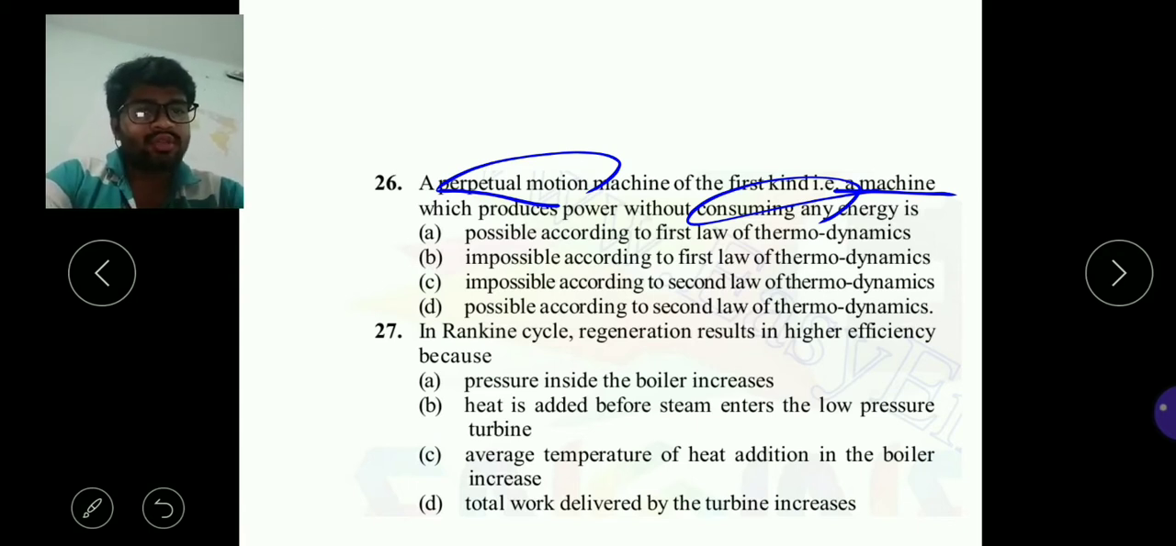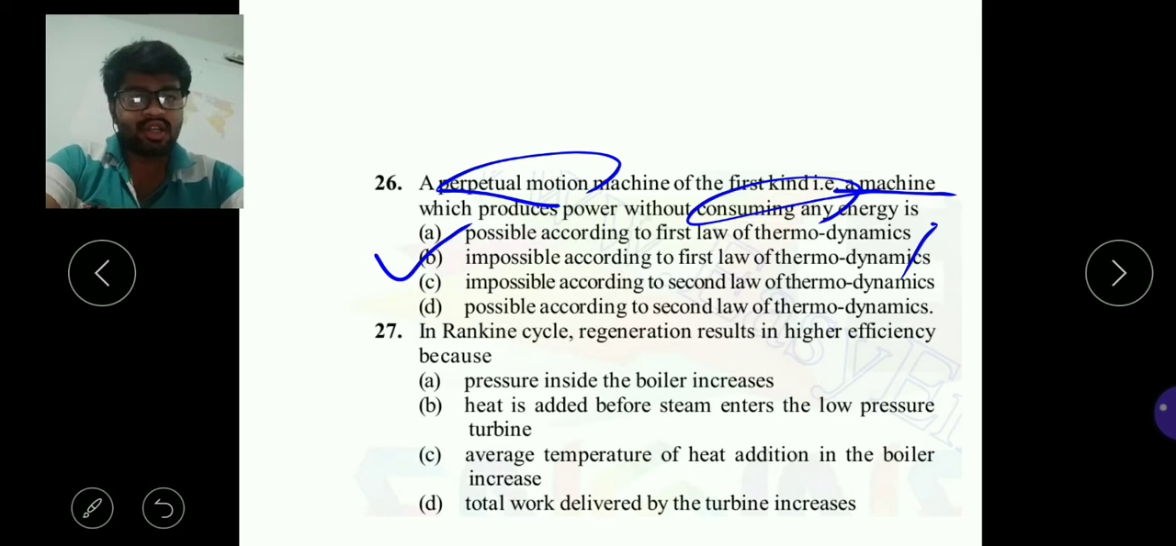So let us check which option is correct. Possible according to the first law of thermodynamics? No, that is wrong. Impossible according to the first law of thermodynamics, so B is the correct option. Impossible according to the second law of thermodynamics, possible according to the second law of thermodynamics, all the other three options are wrong, but option B is the correct one.